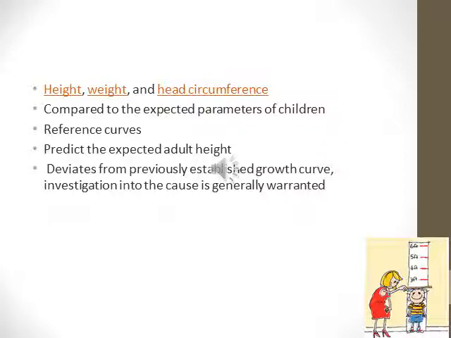So we plot on the growth chart, but how do we compare? We use the reference curves. We compare the curve of that particular child with the reference curve to see in which direction the growth of the child is going. What other uses does the growth chart have? It can also be used to predict the expected adult height and weight of the child, because in general the child maintains a fairly constant growth curve.